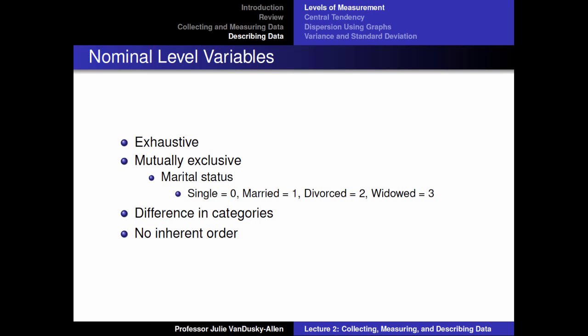Note that while there is a numerical difference in these categories, 0 versus 1 for example, these categories do not have any inherent order. While 1 might be numerically greater than 0, married people are not inherently greater than single people, and widowed people are not greater than divorced people or married or single people. Since there is no inherent order in this variable, it is a nominal level variable.